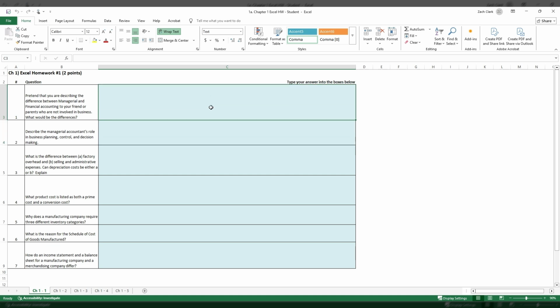Okay, so let's get into it here. For each of the chapters, the first tab is going to be a breakdown of different questions, more of an explanation, provide-an-answer situation rather than a calculation problem. This will help us understand some of the terminology and the major ideas covered in each chapter, and give you context for what specifically that chapter is trying to communicate. Question number 1 asks us, pretend that you are describing the difference between managerial and financial accounting to your friend or parents who are not involved in business. What would be the difference?